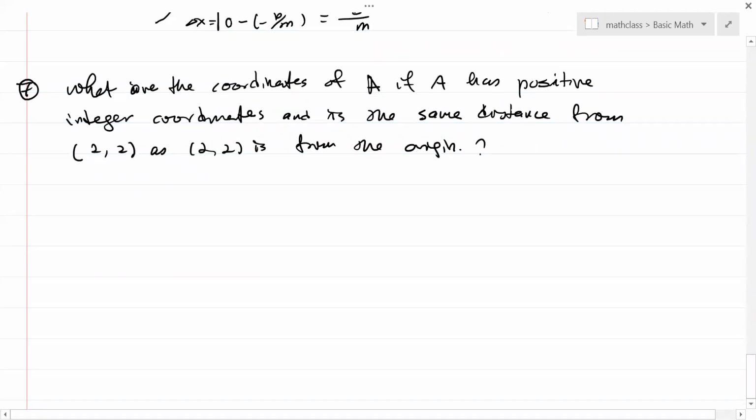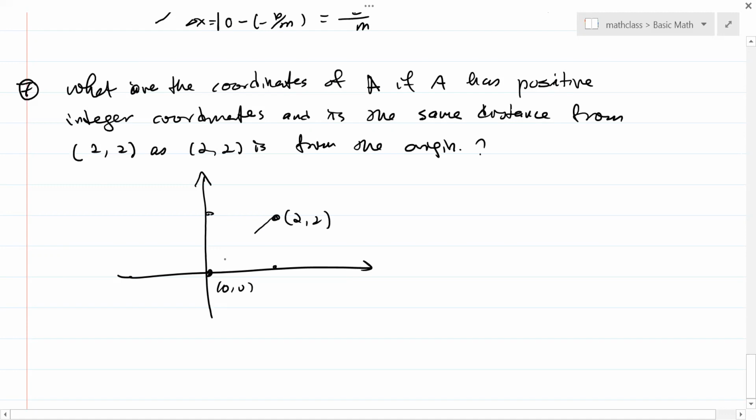Oh, that's tough, right? So you have to draw the picture first to solve a geometry problem. This is the origin. Where's (2, 2)? First of all, what is the distance? You don't need to calculate it actually. The distance is going to be 2 square root 2. Okay, that's the distance.